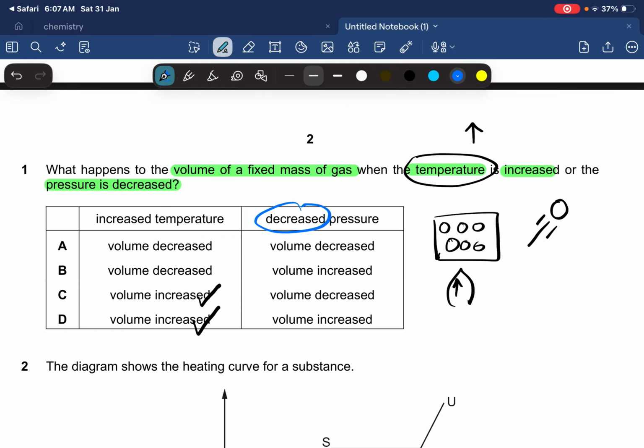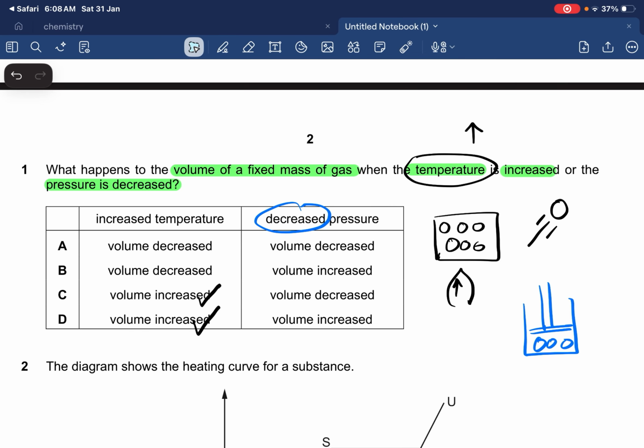Decreased pressure. For instance, you have a piston right here, and you have some random particles. Now you want to decrease the pressure. Decreasing pressure means that you move the piston upwards. You've got to be careful: decreasing pressure does not mean you move the piston downwards. Initially the volume was only this part, but after moving the piston upwards, the volume increased to this much. So if you decrease the pressure, your volume increases.